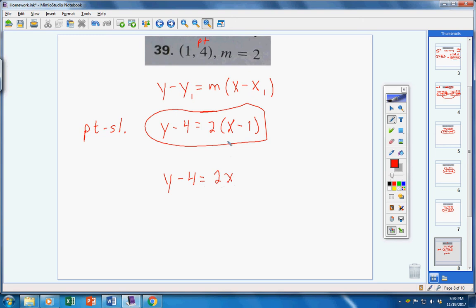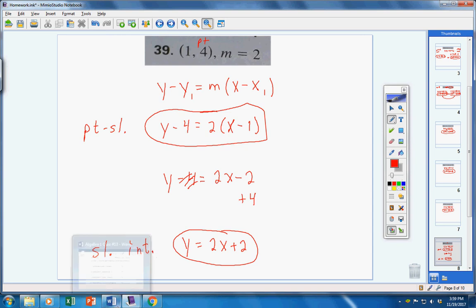2 times x, 2x. 2 times negative 1, negative 2. Bring your negative 4 over. Make it a positive 4. And y equals 2x, positive 2, and there we go, that's your second answer. Since the y is all by itself, we call that the slope intercept form. Okay? Slope intercept form.